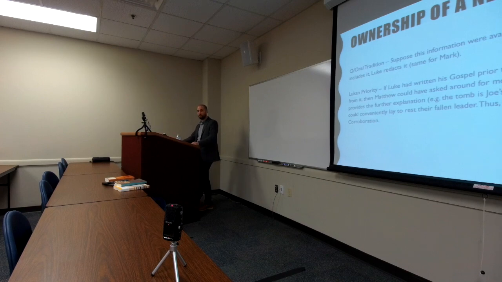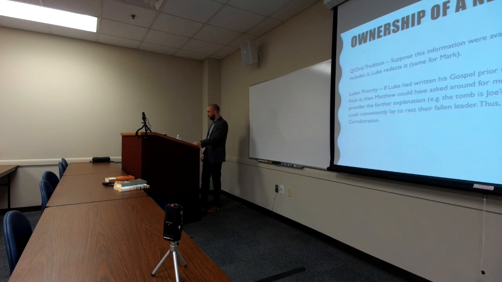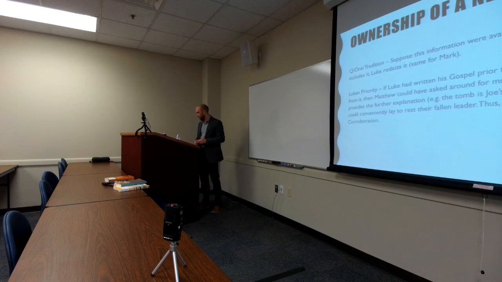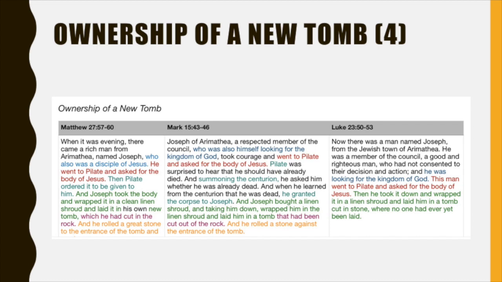But suppose you reject the Q material, or that this is even in the oral tradition. Maybe you have a good example of an undesigned coincidence here. That's why this all depends. It depends on what your view is on the synoptic problem and source criticism. Here are the three synoptic gospels on the ownership of the new tomb passage. So you can see here how they relate, their similarities.